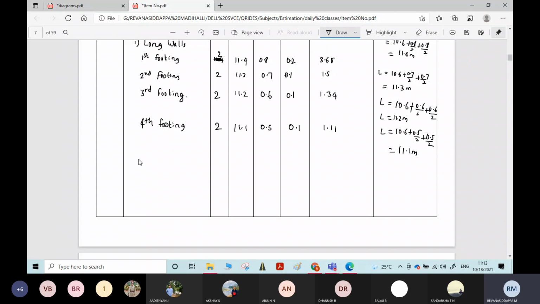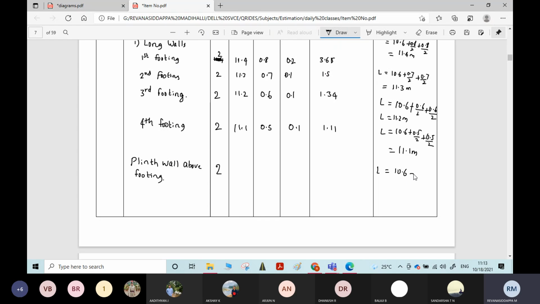Plinth wall above footing. Okay. With respect to long walls, there are two number of long walls. Length you can calculate now. Center to center length is known. That is 10.6 meter.